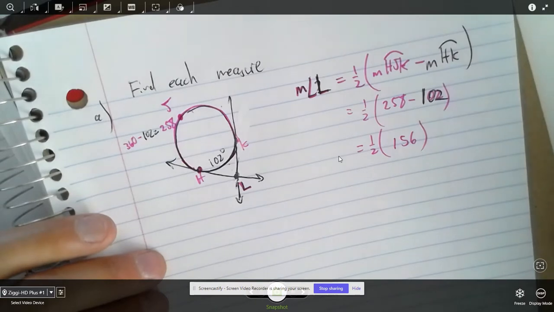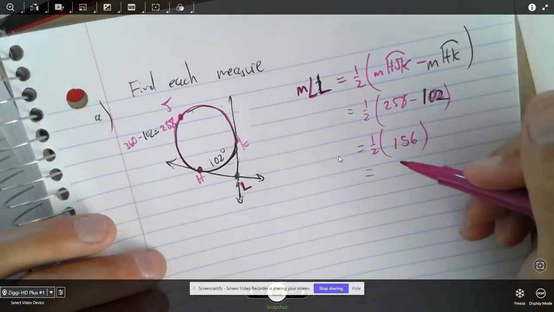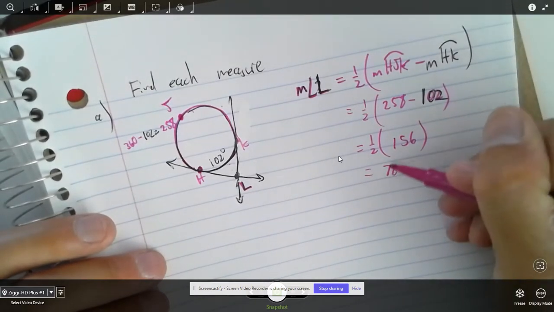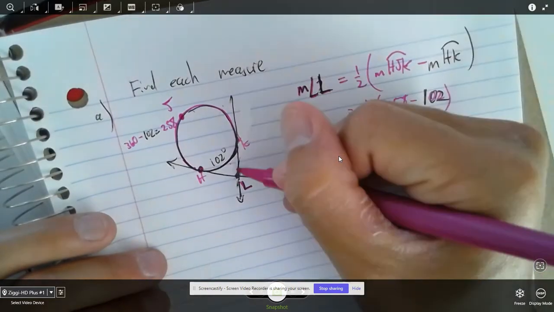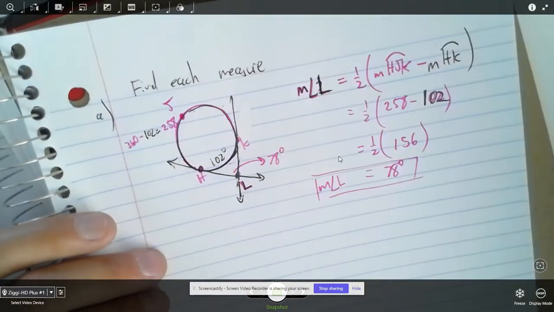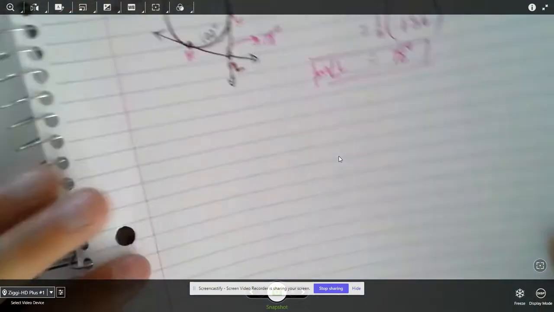If I take a half of 156, that should be 78 degrees. So the measure of angle L is 78 degrees. So in here, basically that is 78 degrees. Okay, very good. Let's go on to another problem.